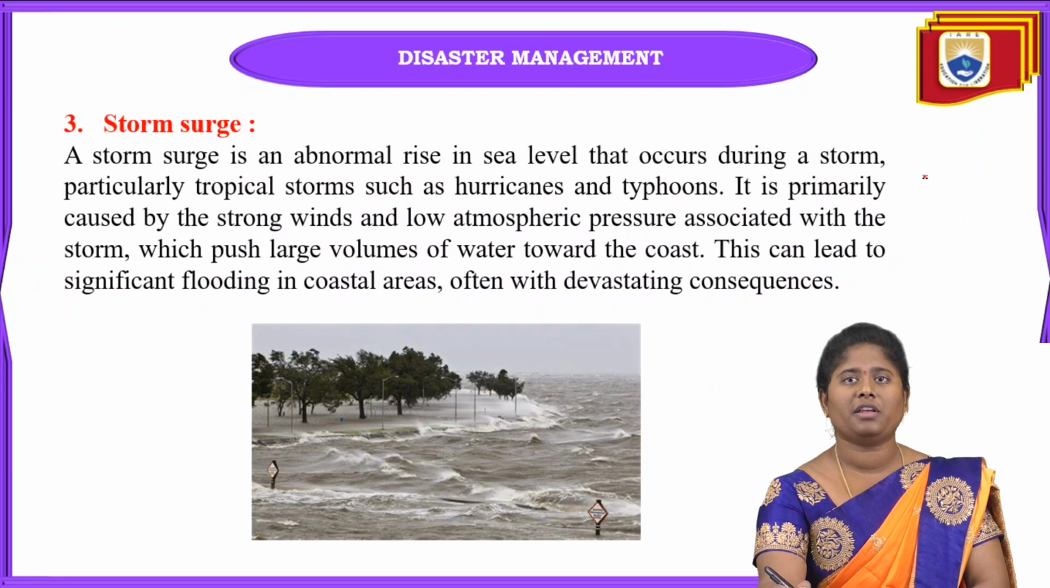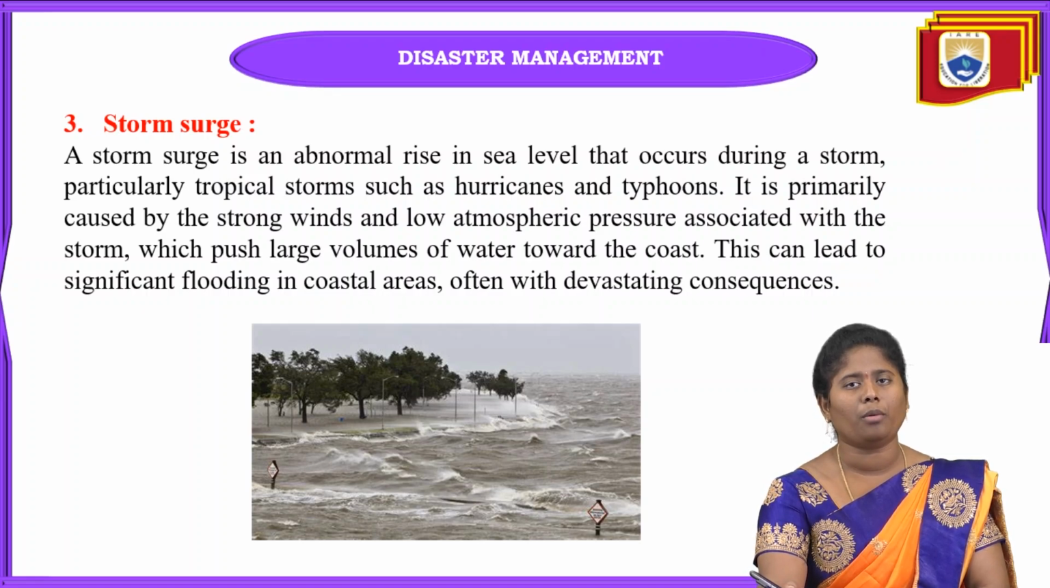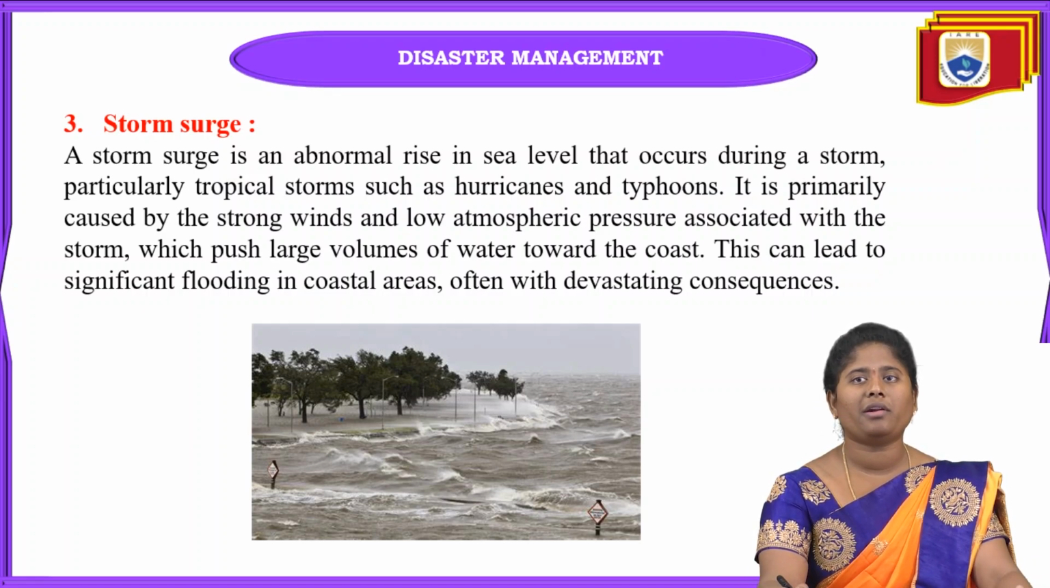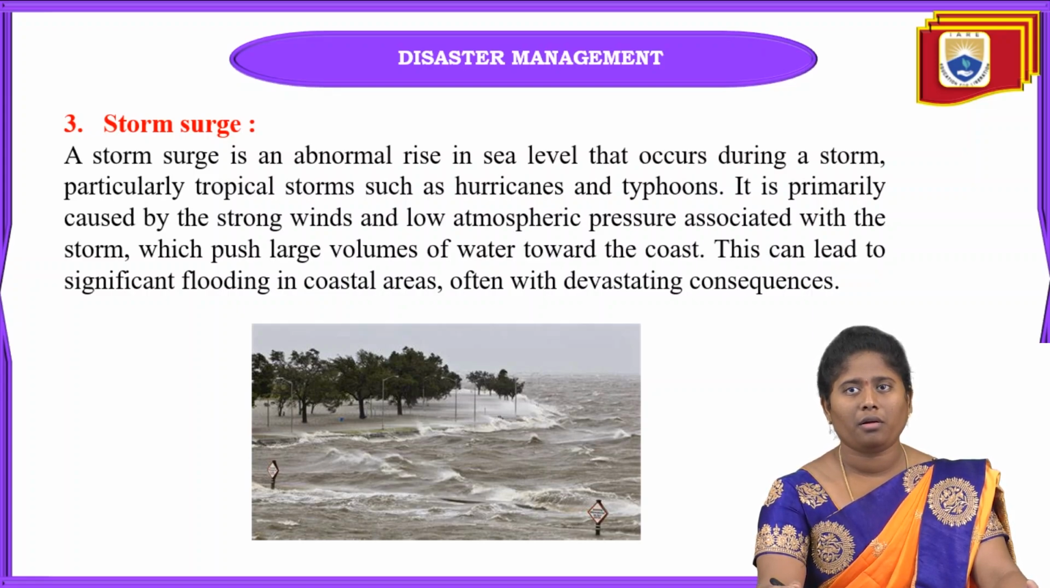And coming to the next one, that is a storm surge. In this storm surge, what is meant by it? It is the abnormal rise in the sea level that occurs during a storm. Because of these storms, hurricanes and also typhoons develop over the water. Why? Because when a storm occurs with heavy winds, there will automatically be a rise in hurricanes and also typhoons here.